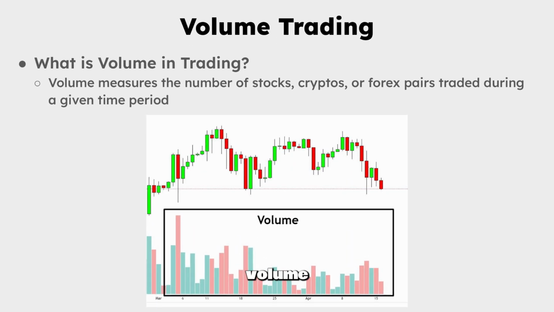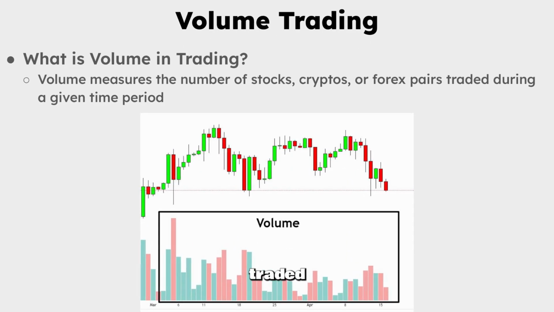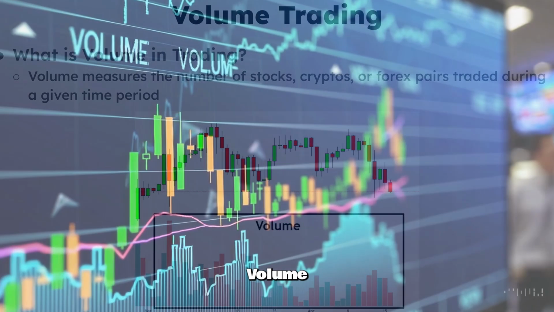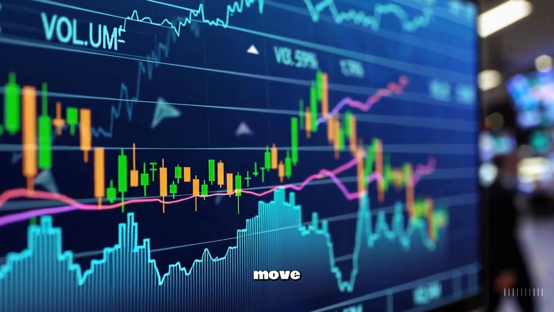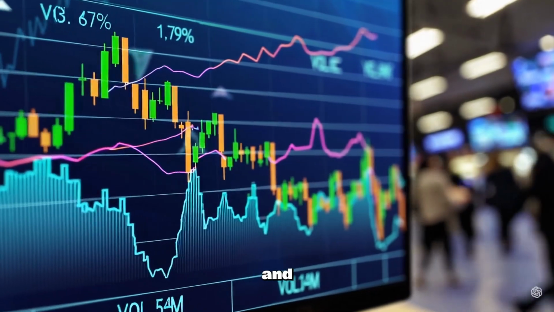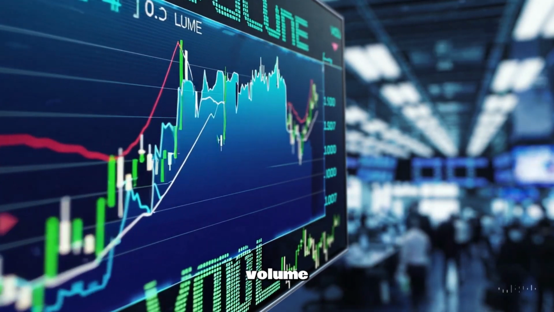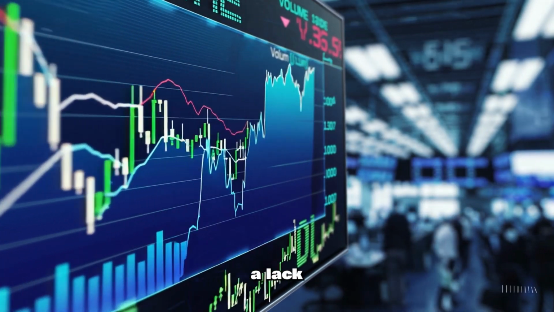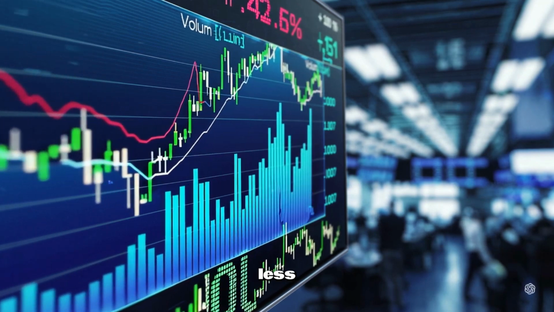Then there's volume, which refers to the number of shares traded in a given time period. Volume confirms the strength of a price move. A price increase accompanied by high volume means the trend is strong and likely to continue. Low volume, on the other hand, can signal a lack of conviction, making the trend less reliable.